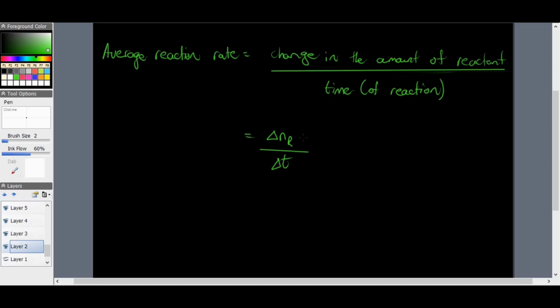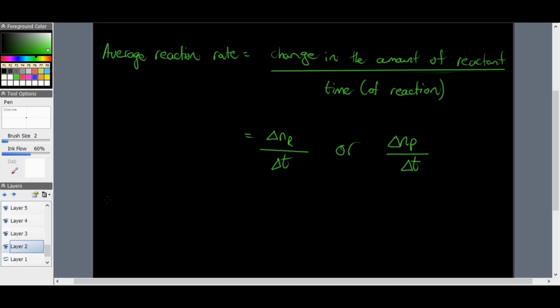But it can also be the change in the concentration. So we can also calculate it by taking the change in concentration per unit time, so you'd have delta c there as well. This can also mean not just the amount of moles of reactants, but can also be the change in the amount of products divided by time. The average rate of reaction can also be calculated by taking the change in the amount of products over the change in time.